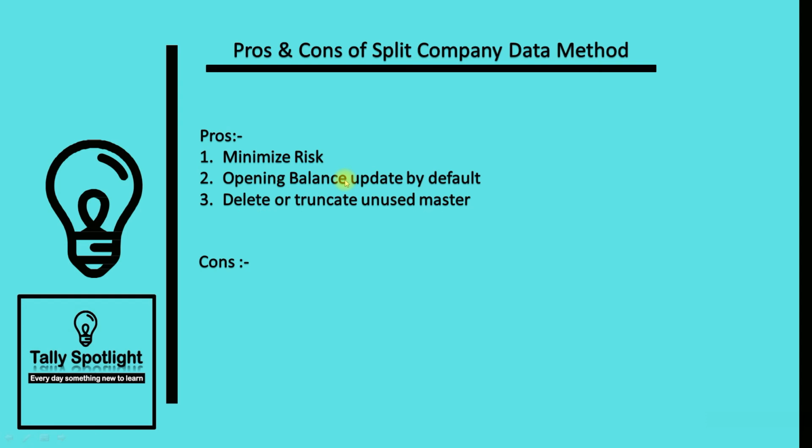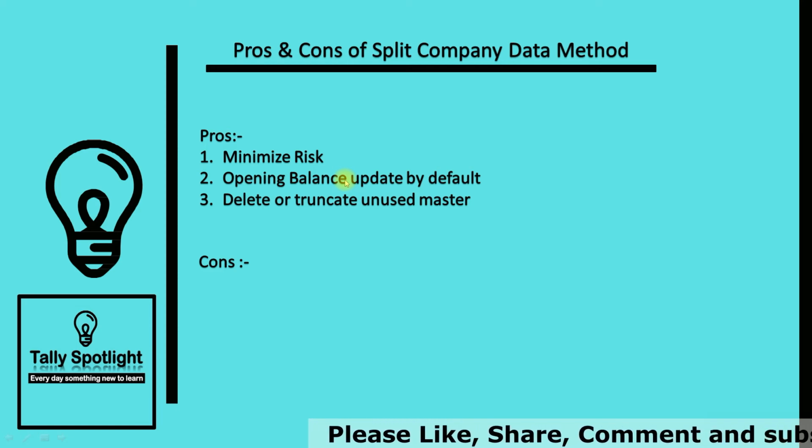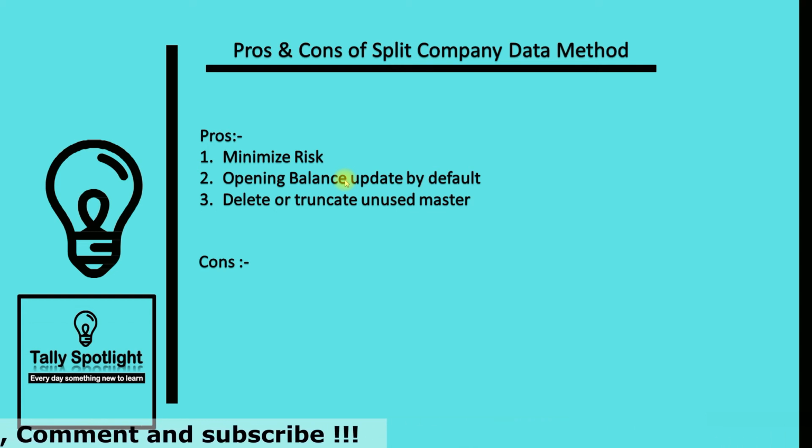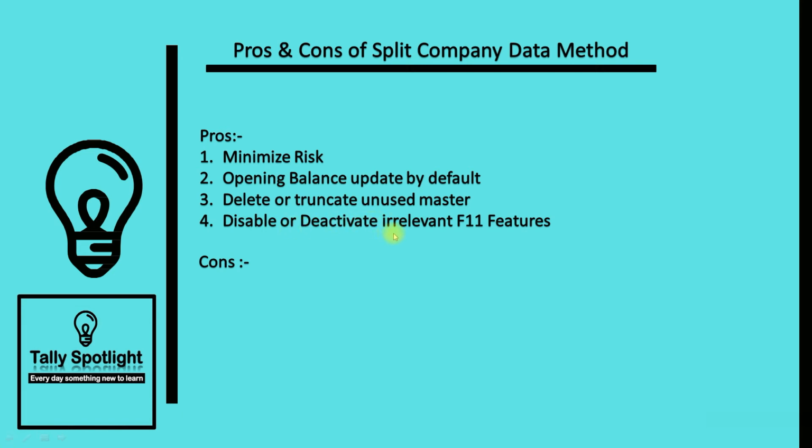The third point is to delete or truncate unused masters. After splitting the company, you can delete the unused masters which you are not going to use in future. It may be account master, inventory master, or payroll master. It reduces the data size as well as increases performance. The fourth one is to disable or deactivate irrelevant F11 features. After splitting, you can disable unwanted features which are not applicable for your nature of business.